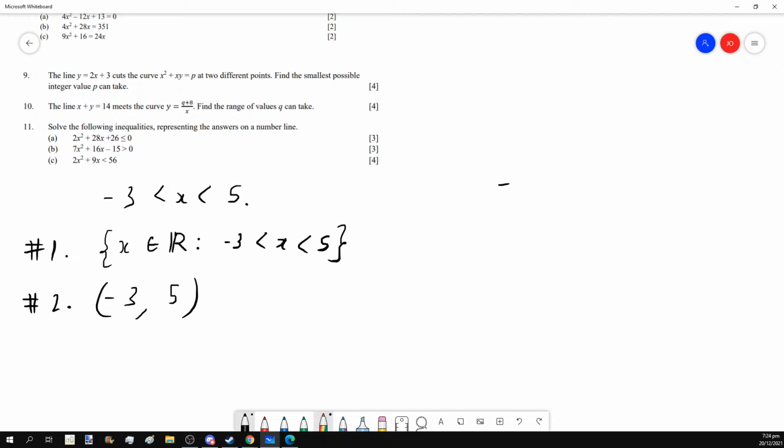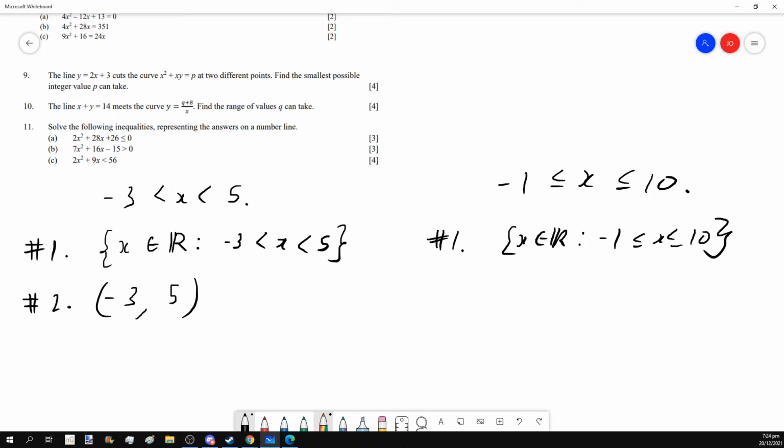Right? As another example, let's say I have -1 ≤ x ≤ 10. Option 1, we will say that x is a real number in between -1 and 10 inclusive. Option 2 is interval notation, -1 to 10 inclusive.